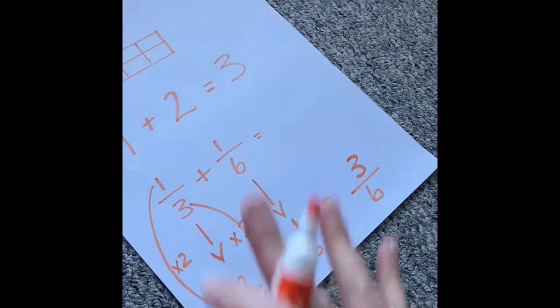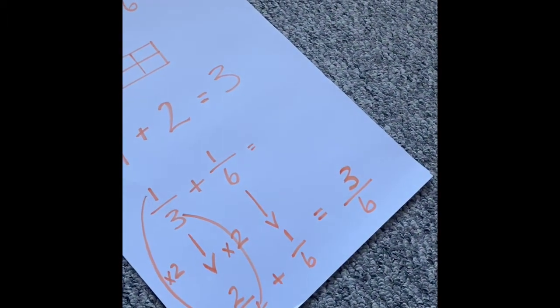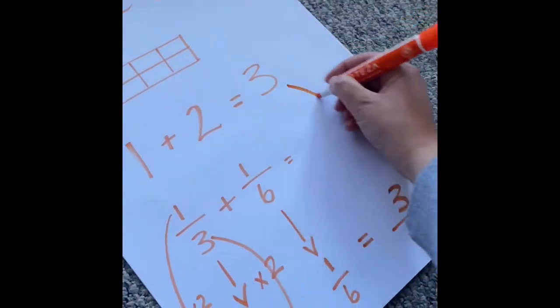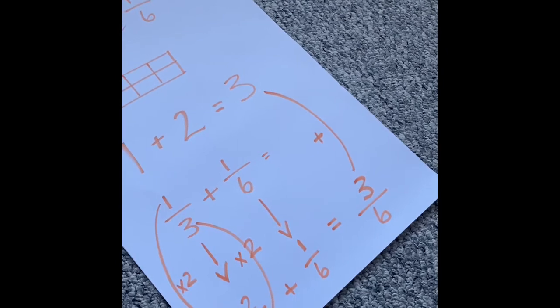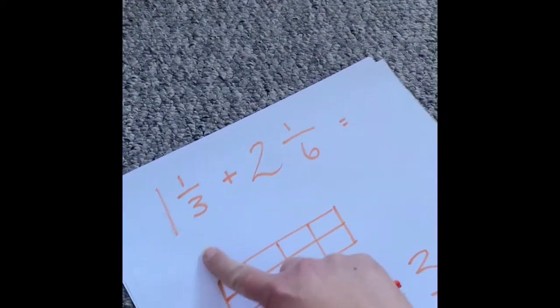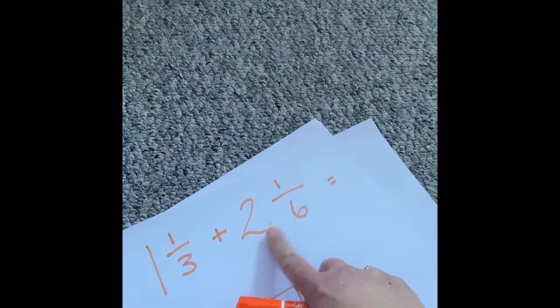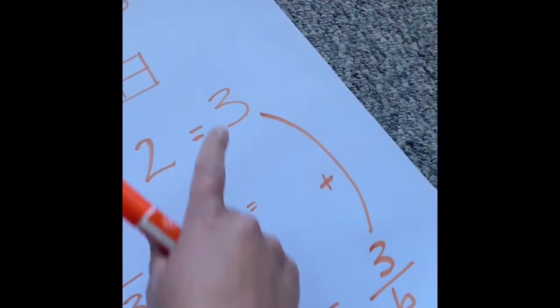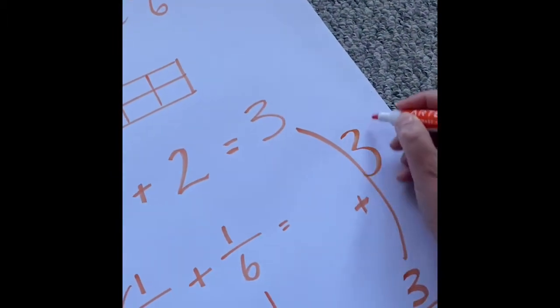Now we have all our bits and pieces together here, but we must remember that we need to add them together. So these are the 2 here that I need to make sure at the very end I add together. Otherwise this number sentence up here won't make much sense. So 1 1/3 plus 2 1/6 equals 3 3/6.